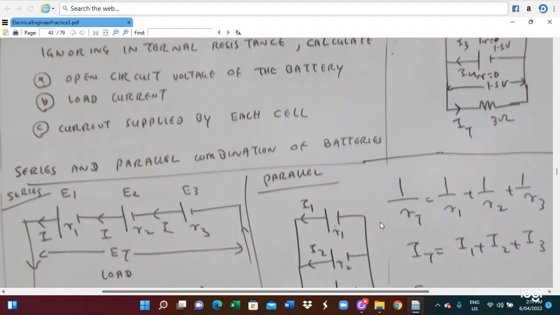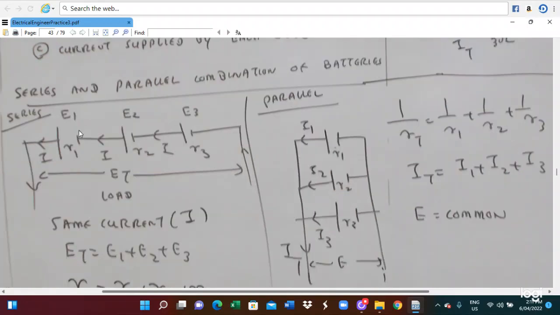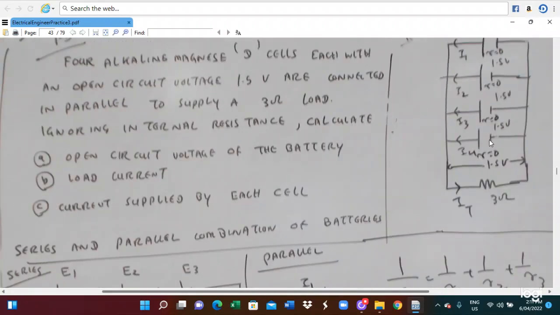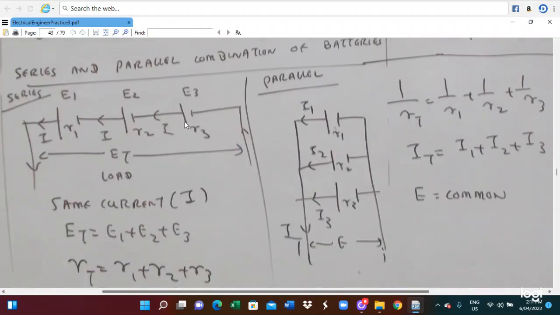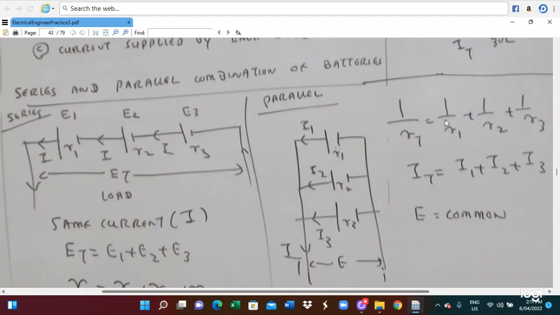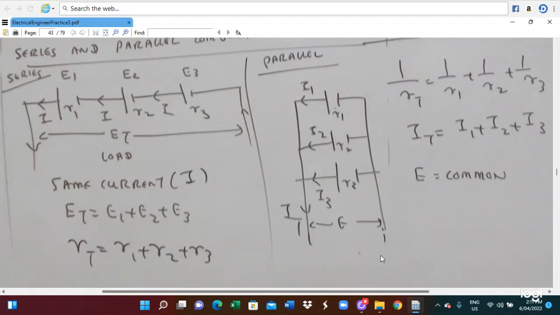For the series-parallel combination, this is the diagram. In a series combination, all the voltages can be added together and all the internal resistances can be added. In a parallel combination, the reciprocals of the internal resistances are added, and the total current equals I1 plus I2 plus I3. So these are the combinations of voltage E.